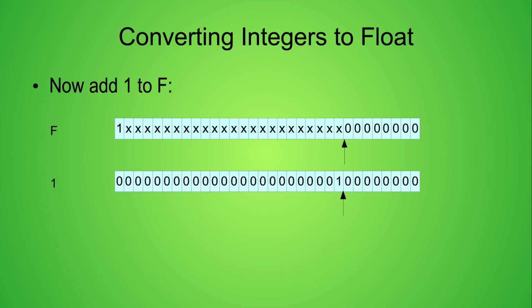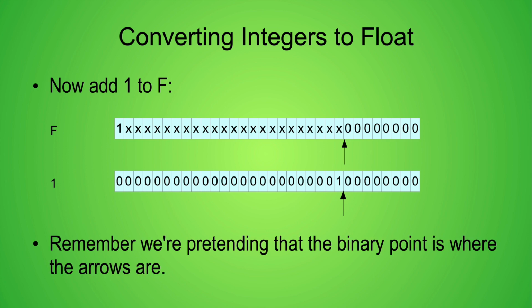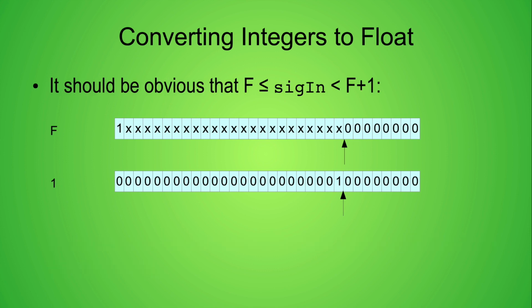Now I want to add 1 to f. In this slide, the first set of 32 bits is our f value. The second set of 32 bits is how we represent the value 1 when the binary point is located at the boundary of the x's and y's. Note that the only bit set in the second set of 32 bits is just to the left of the binary point. It should be obvious that we now have the inequality f is less than or equal to sig in is less than f plus 1.